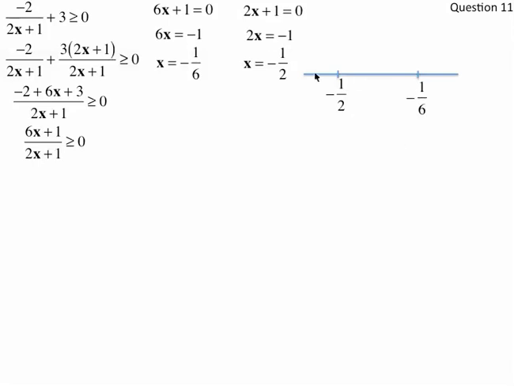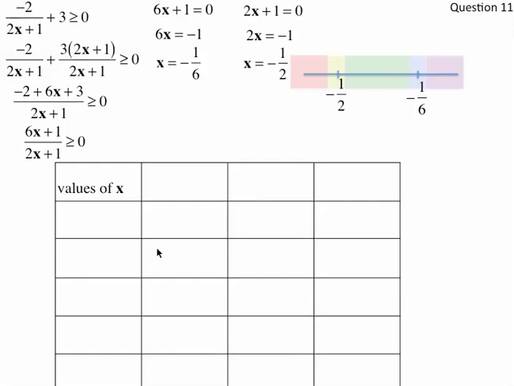That's going to effectively divide up our number line into 5 different sections. The area that's less than negative 1/2, the point that's equal to negative 1/2, then the area between negative 1/2 and negative 1/6, then the point that is equal to negative 1/6, and then the area that's greater than negative 1/6. So there are the 5 different regions, and let's fill in a chart with those 5 regions.